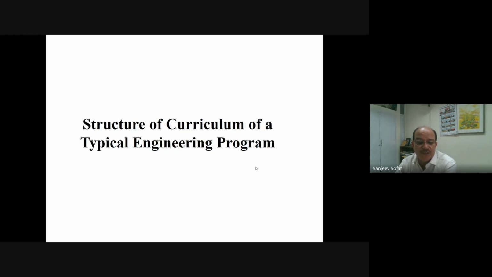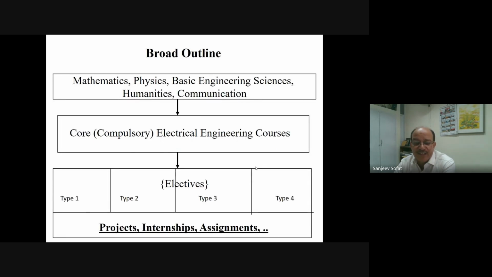Let's say now we go to the structure of a curriculum of a typical engineering program. These are the broad outlines. There will be some mathematics, physics, basic engineering sciences, humanities, and communication courses. One component will contain mathematics courses. Then how many mathematics courses? Is it two mathematics courses, three mathematics courses, or should one be sufficient?